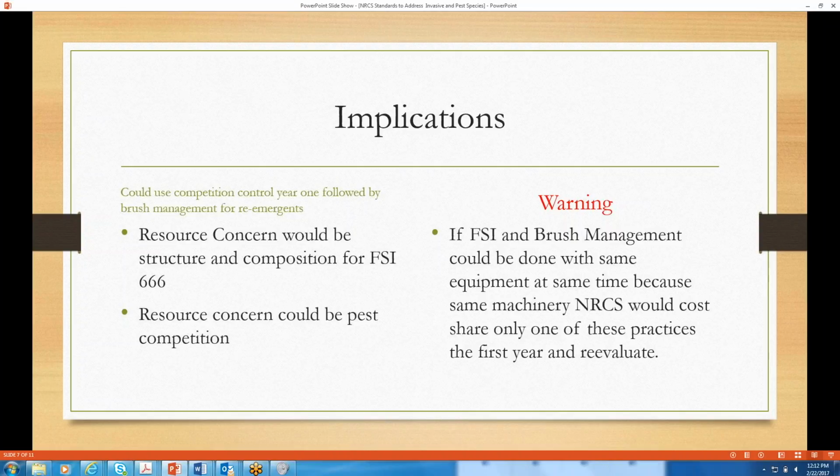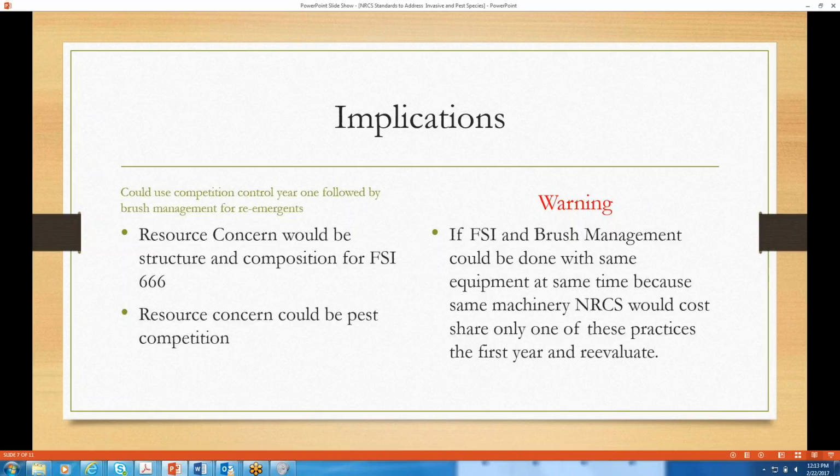So I have a little warning here. Again, I was kind of repeating what I was saying a little bit ago: if forest stand improvement and brush management could be done with the same equipment at the same time because it's the same machinery, NRCS would cost share only one of these practices the first year, and we would need to reevaluate. What we don't want to get into the habit of is paying for something twice when it could be done with the same cost sharing amount in the first place.